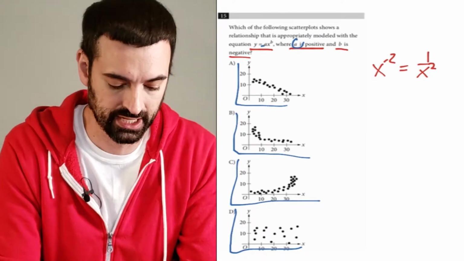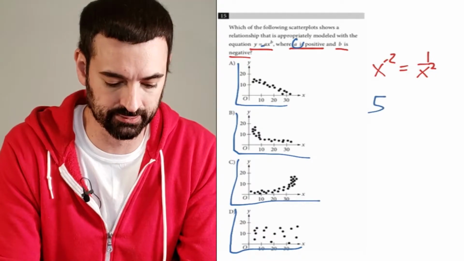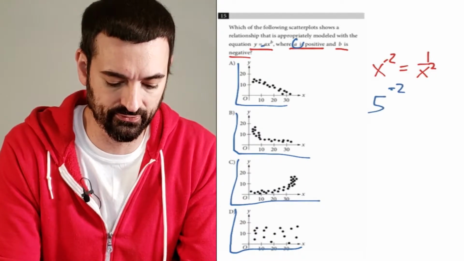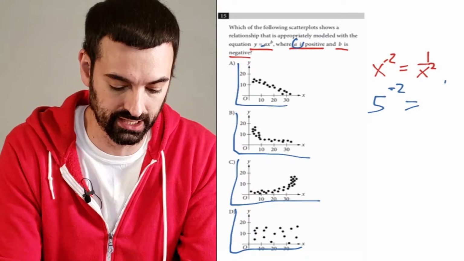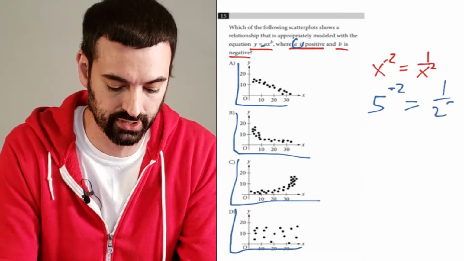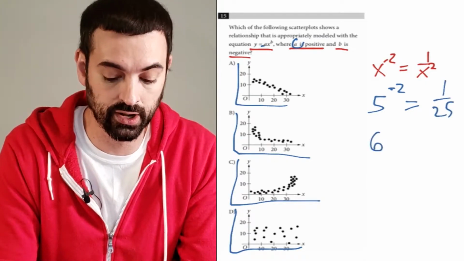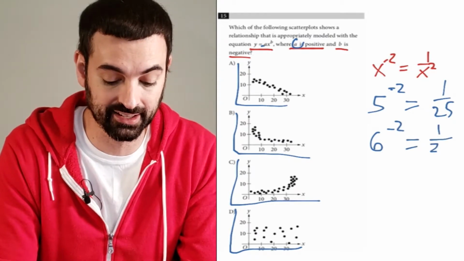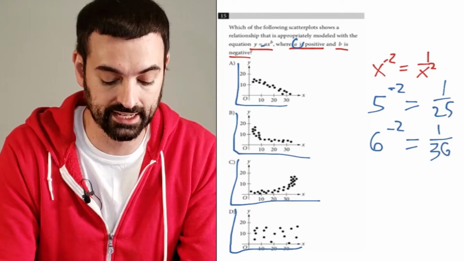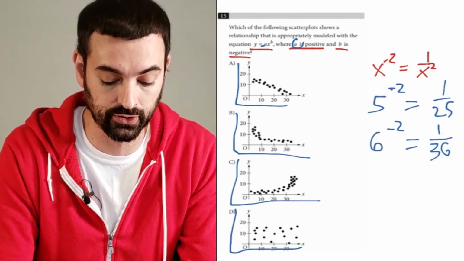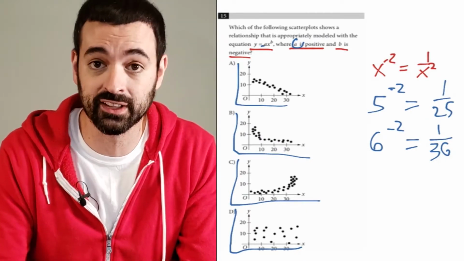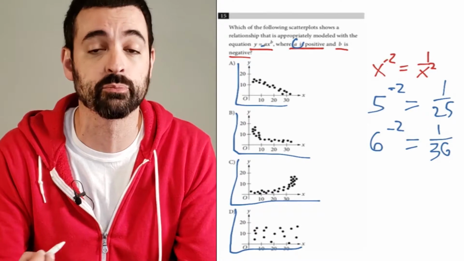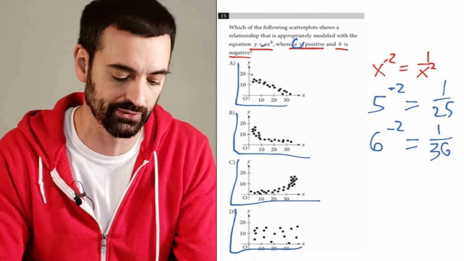For example, if we have 5 to the negative 2, that's 1 over 25. If we have 6 to the negative 2, that's 1 over 36. That's smaller, and these will get smaller and smaller, but they'll just approach 0. So that's what we should be looking for.